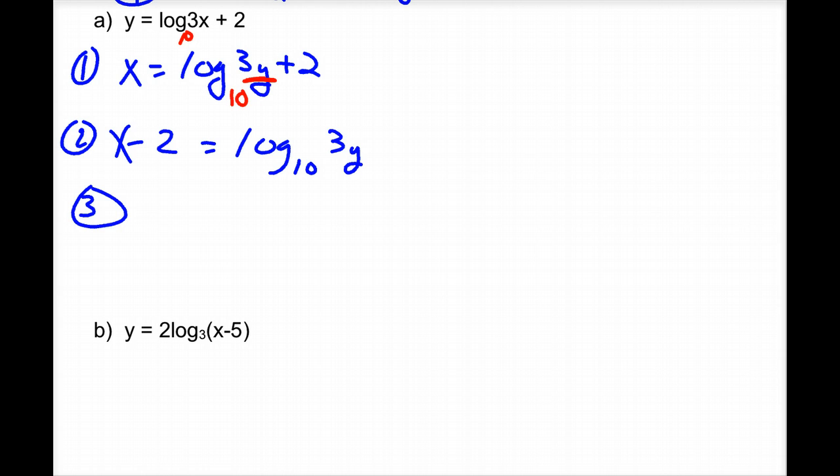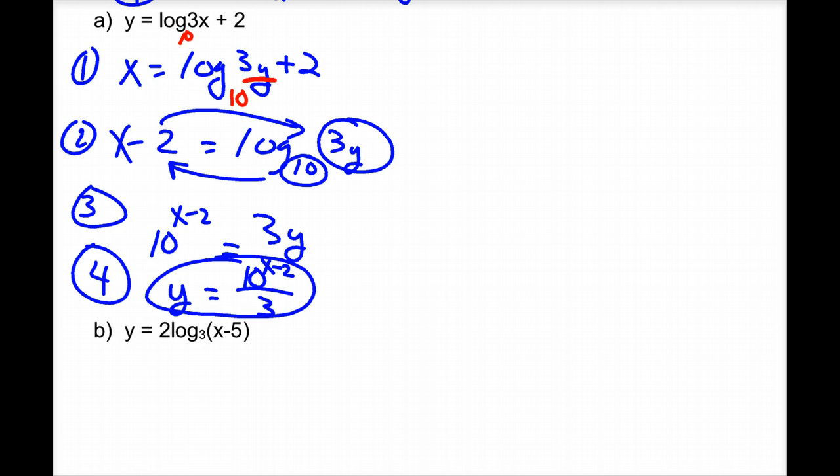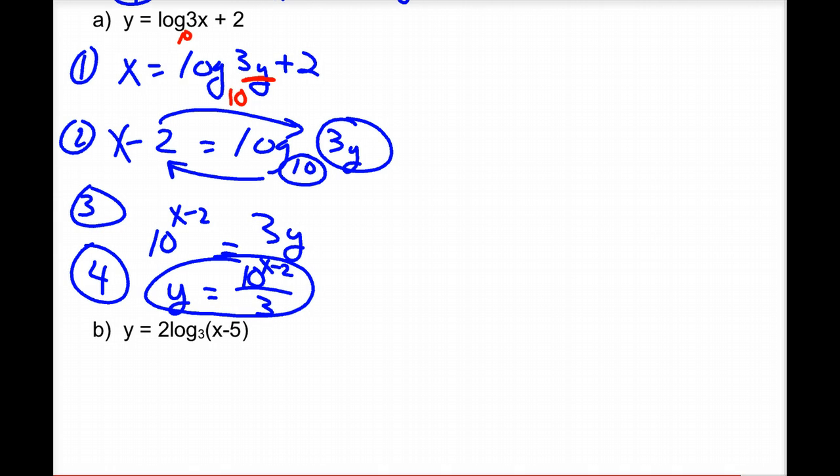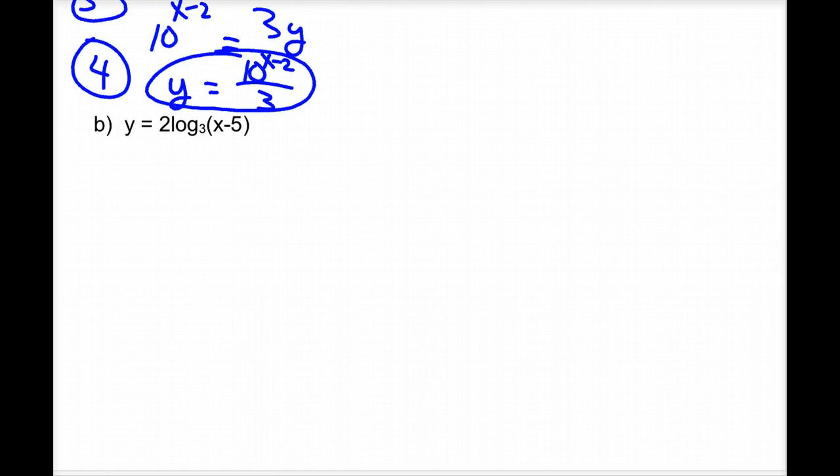Now the log is isolated, so now you can rewrite it. And the rewrite would be build your house. I've got a log, build your house, so it's 10 to the x minus 2. Go get your roof. And then that equals your neighbor's house, which is 3y. Finally, get the y alone. There's a 3 next to it, so we're going to divide over the 3. Okay, we've got one more of those. If you want to try that, see how you did.